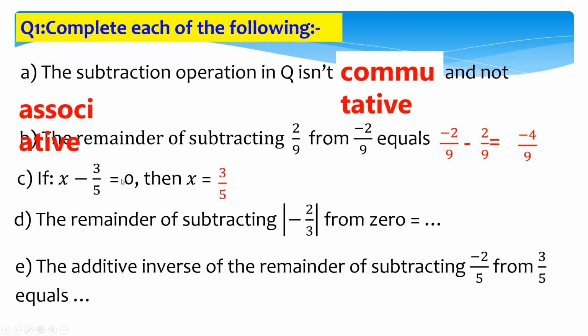Or you can solve it as an equation. I will move negative 3 over 5 to the other side. It will be positive 3 over 5. Then x equals 3 over 5.